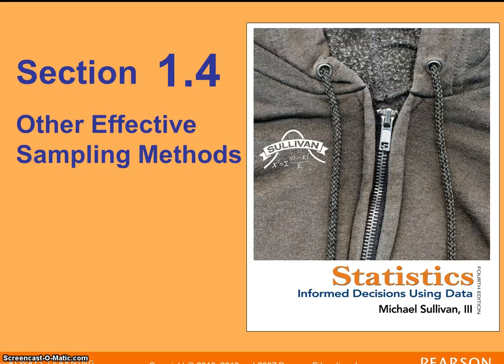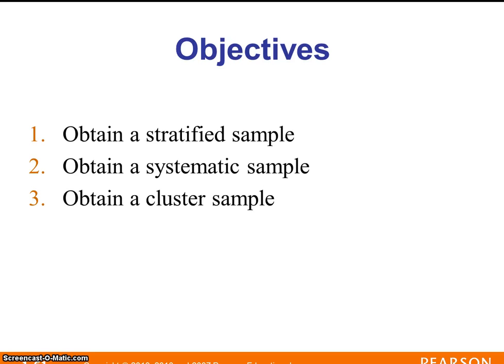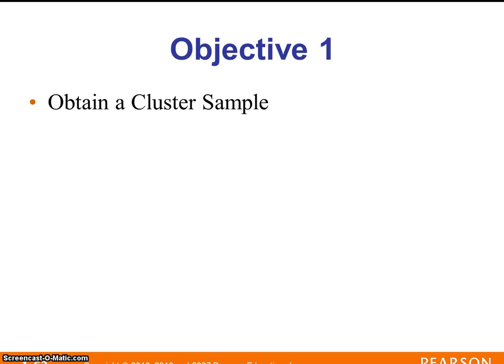Hi everybody. This lecture is about section 1.4. We talked about simple random sampling. This will cover other methods of sampling, assuming that you can't use simple random sampling. We'll talk about how to obtain what's known as a stratified sample, a systematic sample, and a cluster sample. Let's look at objective one on obtaining a stratified sample, and this should say stratified, not cluster.